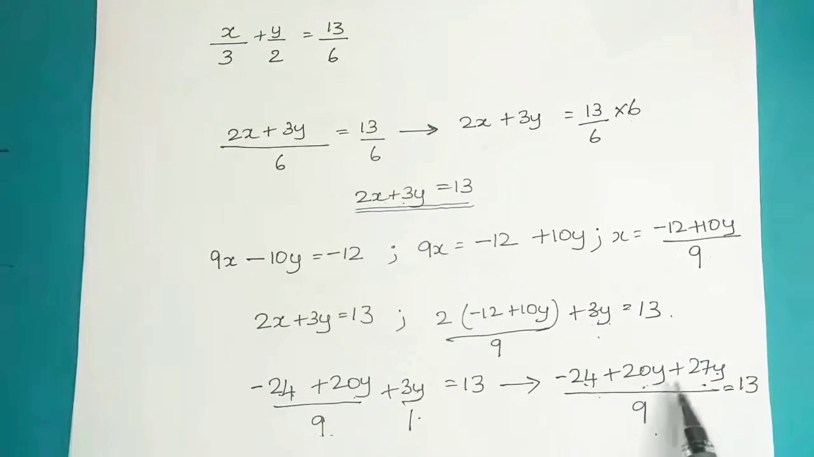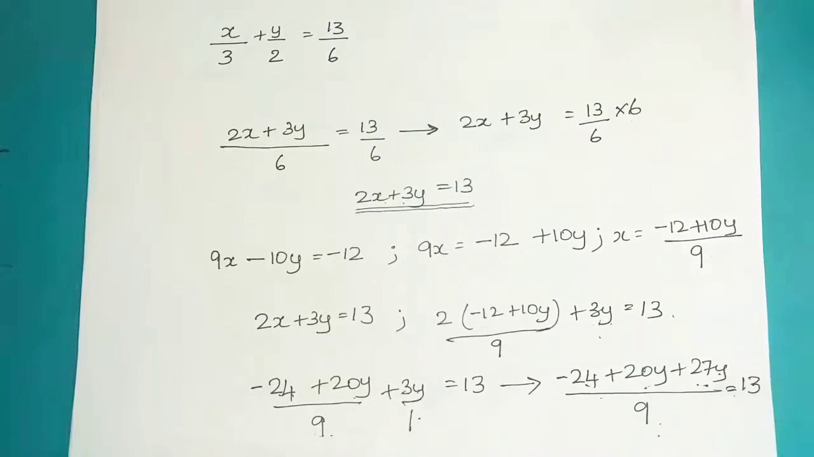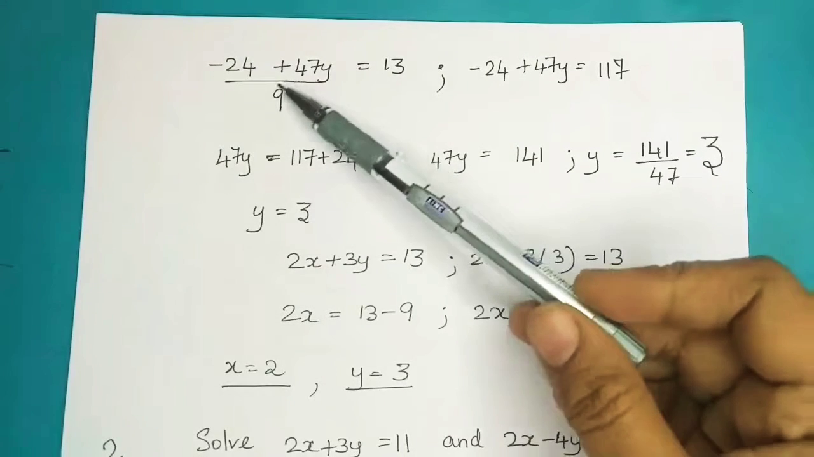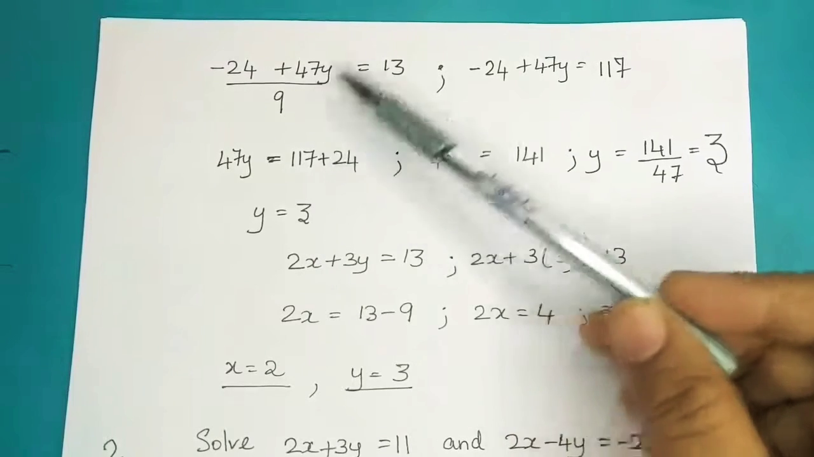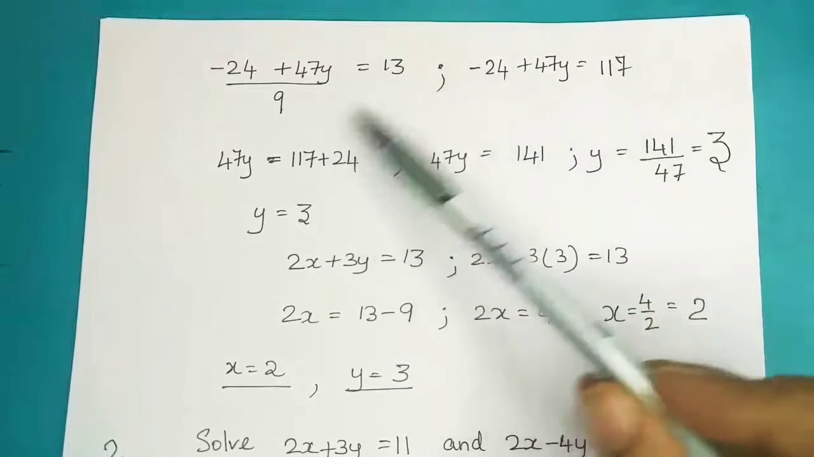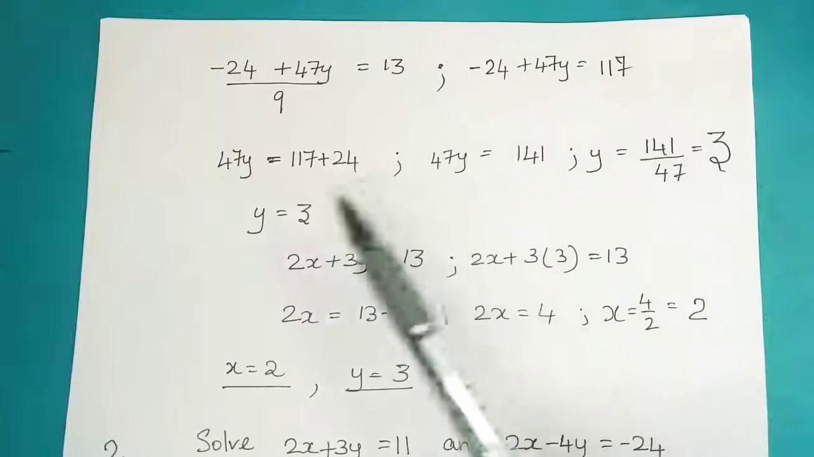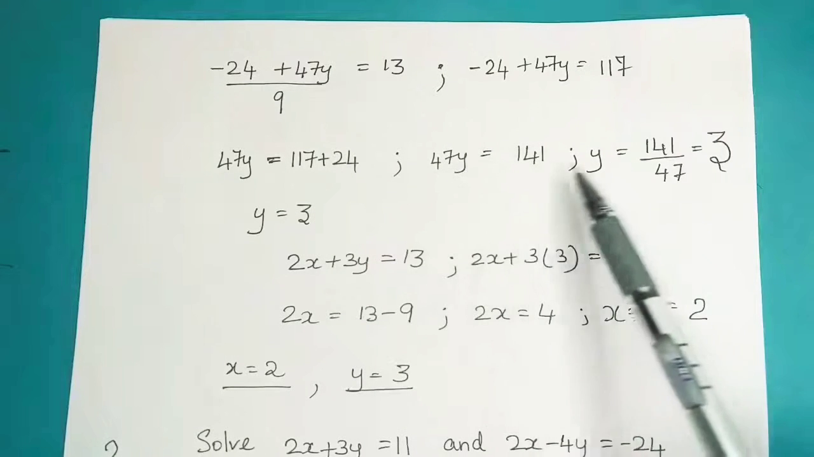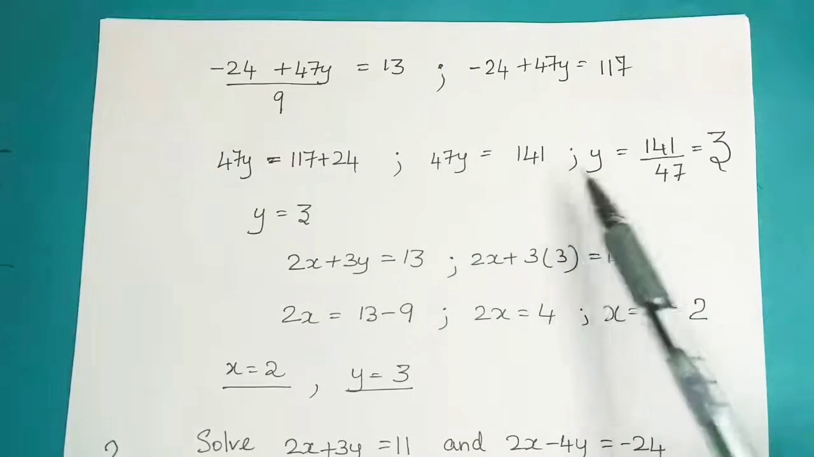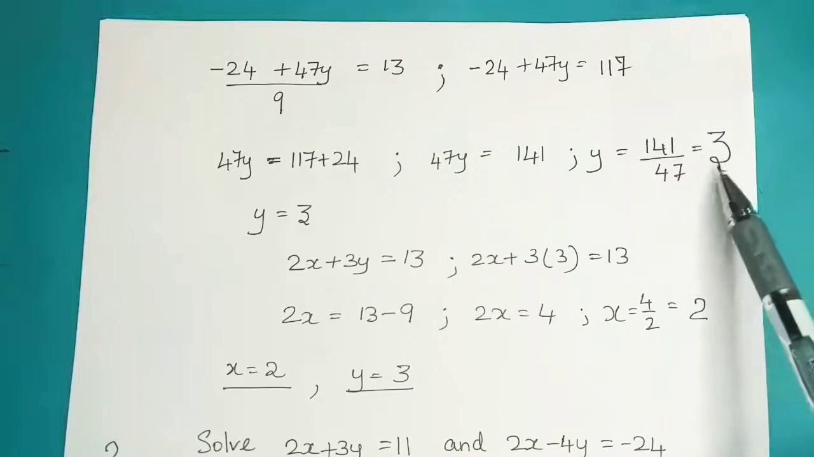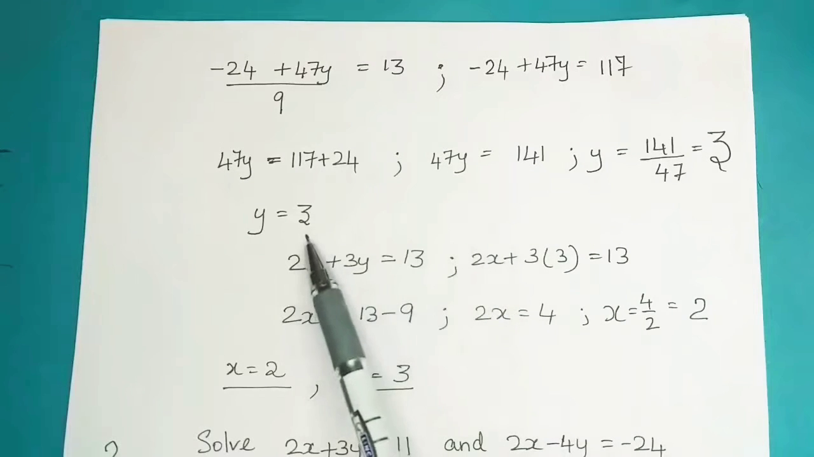Negative 24 plus 47y is equal to 9 into 13. So what you get here is (negative 24 plus 47y) by 9 is equal to 13. That is, 9 into 13 is 117. And after transposing and getting the value of y, you get 141 by 47, that is equal to 3. So you got the value of y as 3 here.